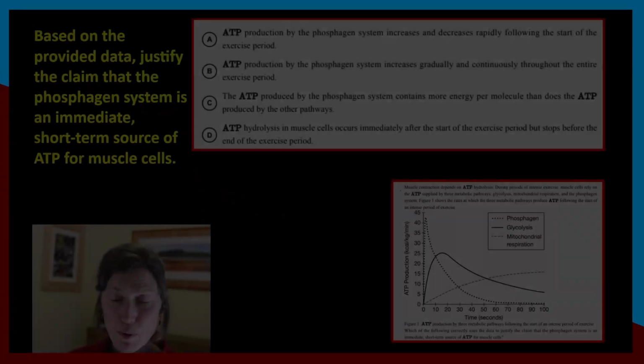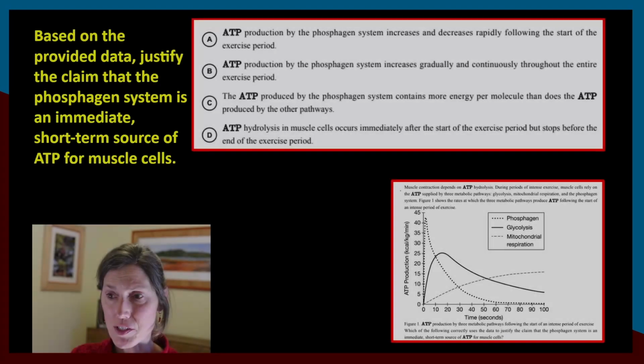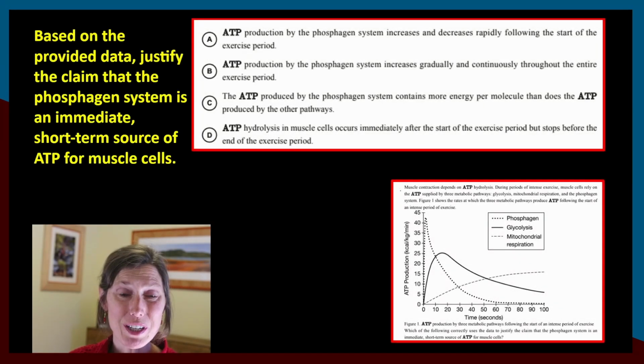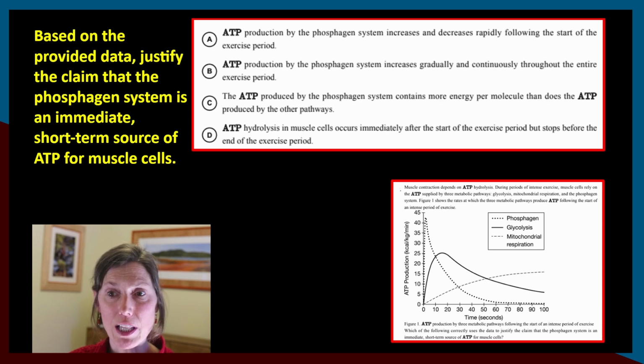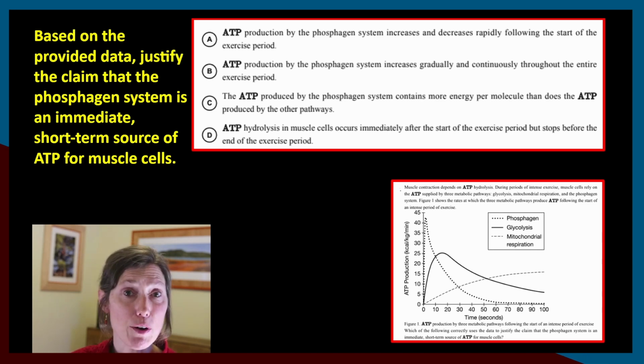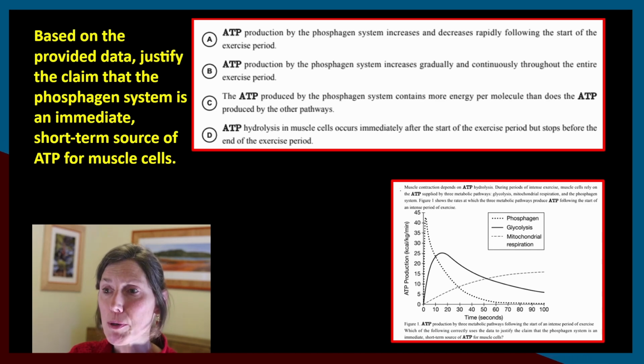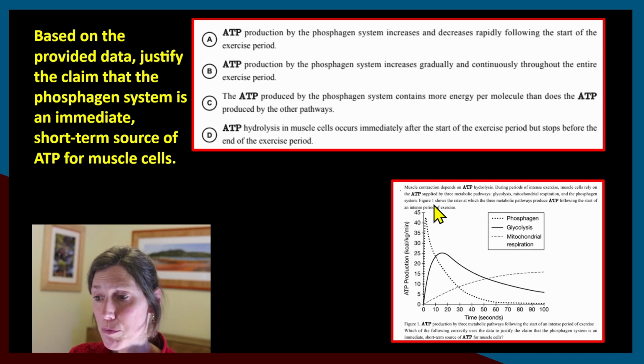So we just went over the graph that you're seeing here on this slide, but this question really is a multiple choice question. And we're answering the same question. Based on the provided data, justify the claim that the phosphagen system is an immediate short-term source of ATP for muscle cells. Let's check out option A. ATP production by the phosphagen system increases and decreases rapidly following the start of the exercise period. Pretty much exactly what this graph shows. Sounds like a pretty good choice to me.